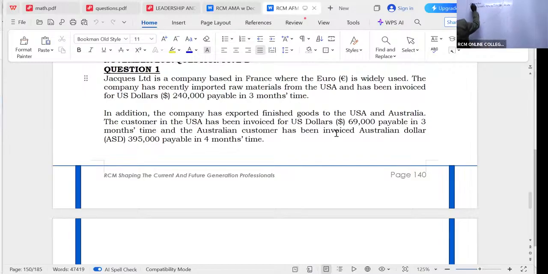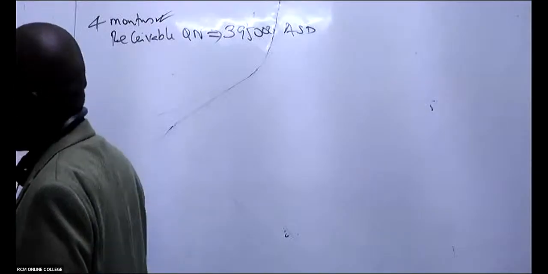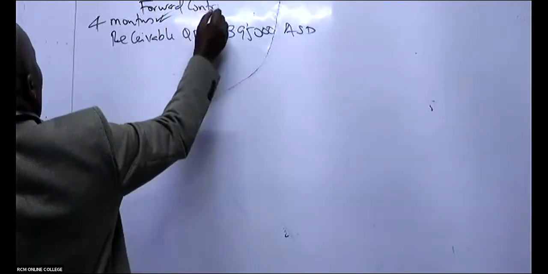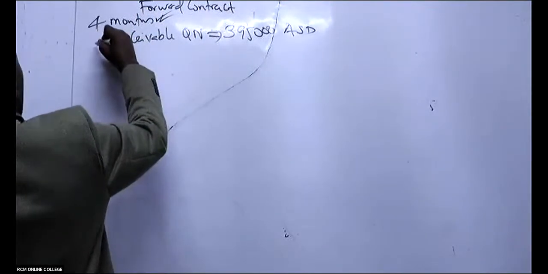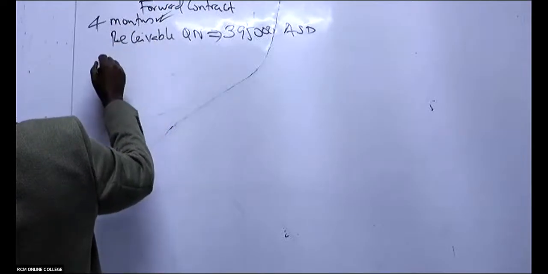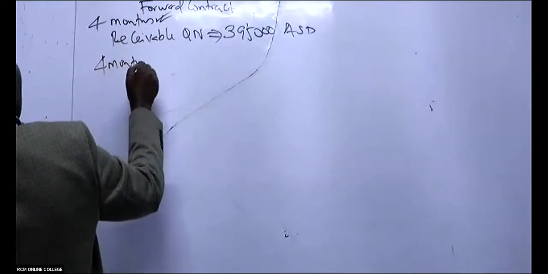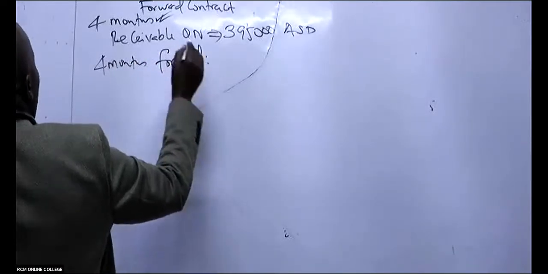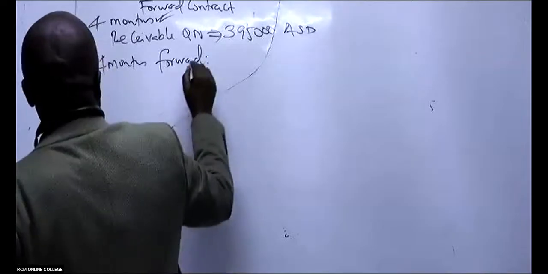So then, of course, because this is 4 months, in terms of forward contract, you can write a title up there: forward contract. I already know the amount. I need here the forward rate for the 4 months forward. Is there somebody who is able to see the 4 months forward rate?